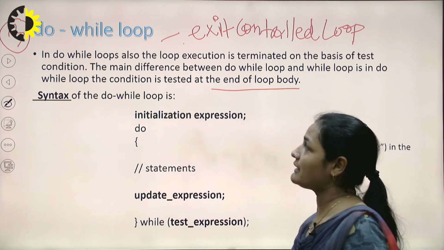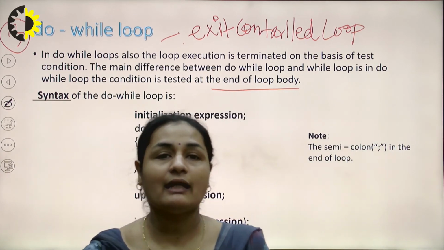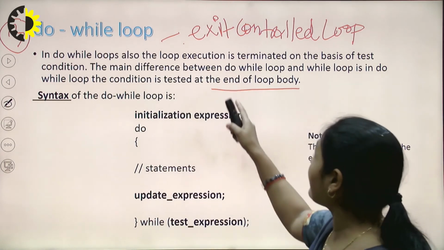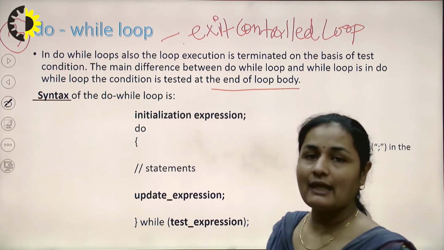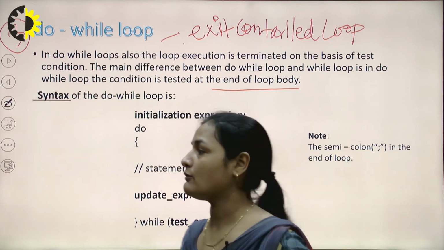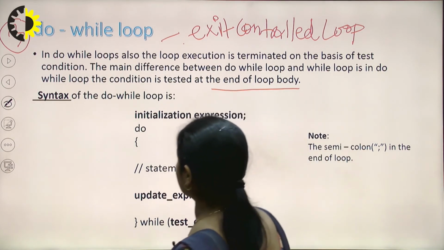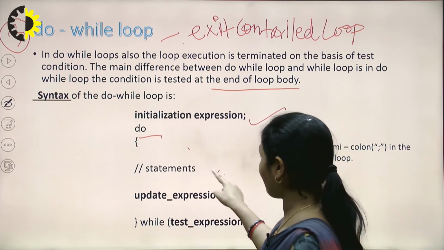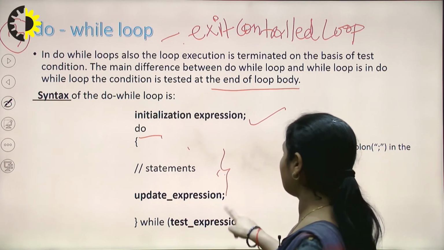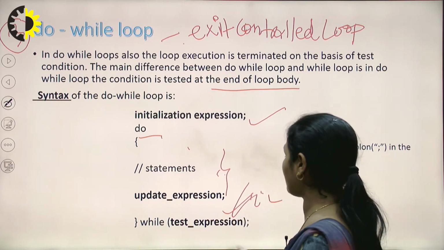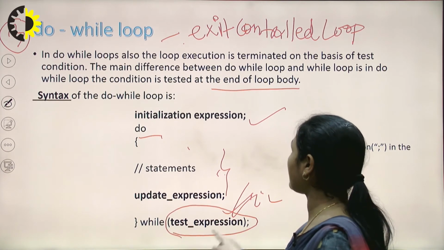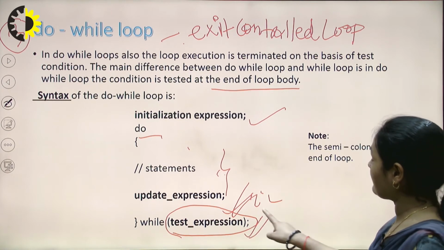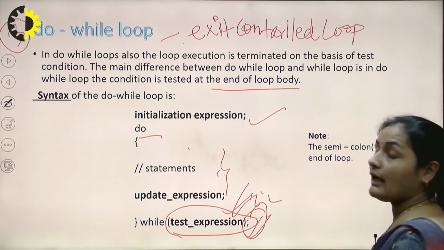One more difference between the while and do while loop is that in a while loop, the loop will not execute if the test condition is false. But in a do while loop, the loop will execute one time even if the test condition is false. So this is the syntax of the do while loop. We write the initialization expression, then we write do, and whatever statements we want to execute, then the update, that is the increment or decrement operation. Then at the end of the loop, we check the condition. And the semicolon is an important point: the semicolon comes at the end of the loop.